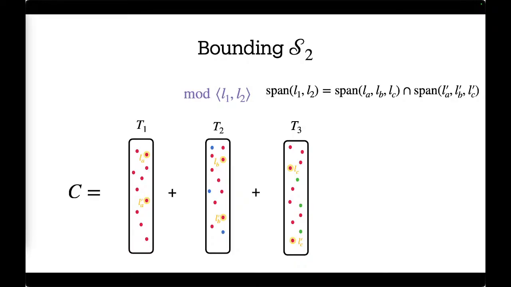And that basically means that the number of possibilities of these 2-dimensional spaces is at most d to the 6, right? Because each of them can only have d choices. So this is a really nice thing that we can show about S2.